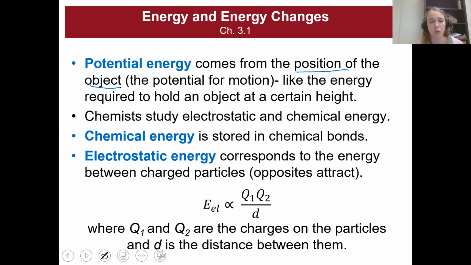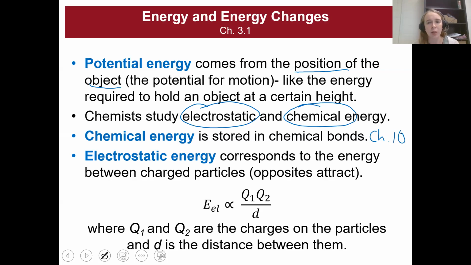And chemists study two types of potential energy. We don't care about dropping things from certain heights, though that's pretty cool, but that's more of a physics thing. We care about electrostatic and chemical energy. So chemical energy is stored in chemical bonds, and that's going to come up again in chapter 10 when we talk about energy and thermodynamics. So we don't need to worry about chemical energy for now. But electrostatic energy, we have already seen, even though you might not know it.